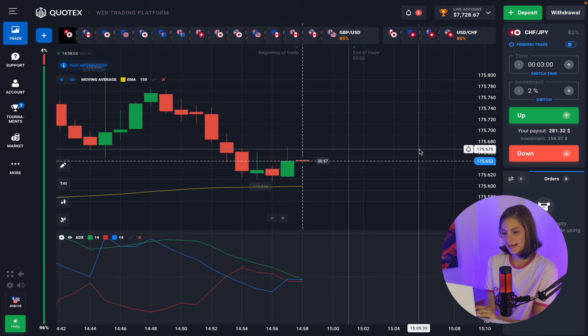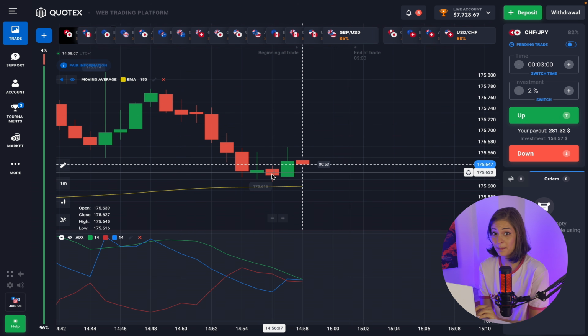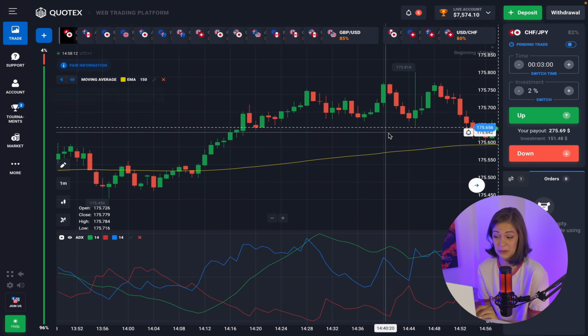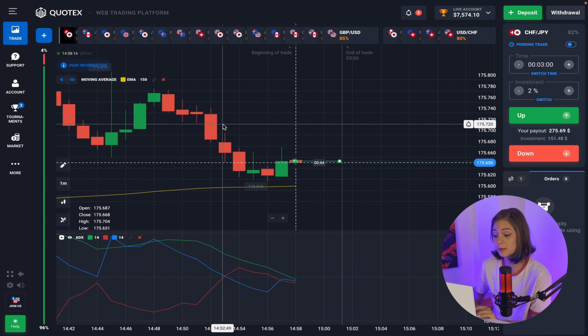Okay guys, so I think that's the first entry point. I wouldn't say that I'm a big fan of that because the trend is quite weird, but the turnover is quite possible here. Let's trust our strategy.